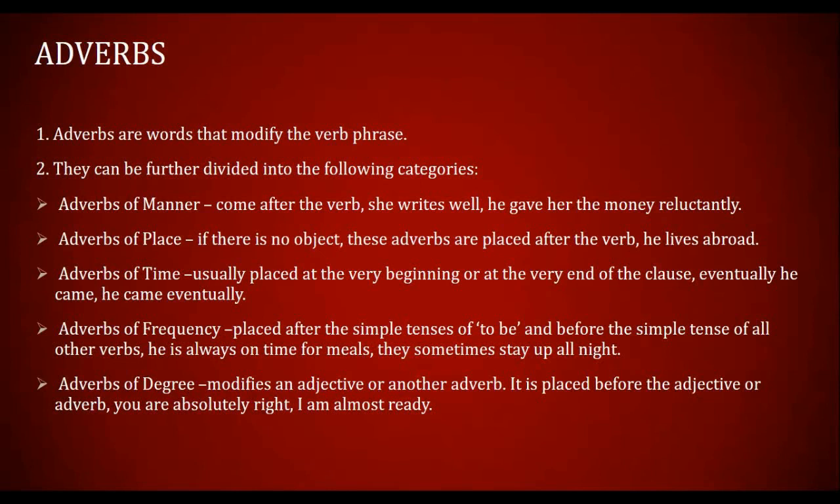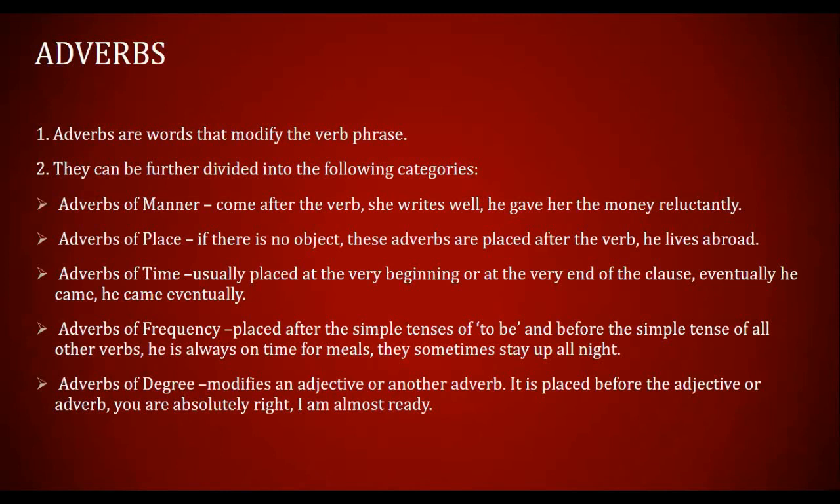Or adverb of time, which are usually placed at the very beginning or at the very end of the clause. You can either say eventually he came, eventually in the end, and he came eventually. So adverb of time, right? Or you can say he woke up late, right? So late, or he woke up early. So adverbs of time. Then we have, okay, now you might get confused between adverb of time or maybe degree or frequency. So try to have a very clear idea of the difference between them, right?